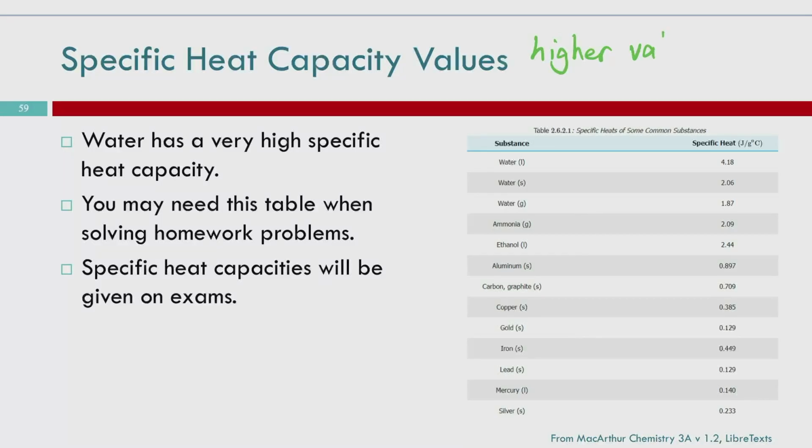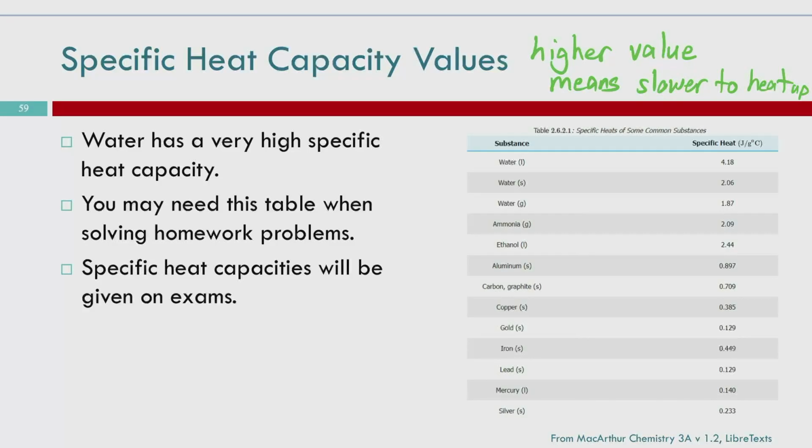On these, for specific heat capacity, a higher value means slower to heat up. So a really low value means it'll heat up really quickly. Let's look at some examples. You might also need some of these for your homework problems. It's table 2.6.2.1 from the online book. So water here up at the top has a specific heat capacity of 4.18 as a liquid.